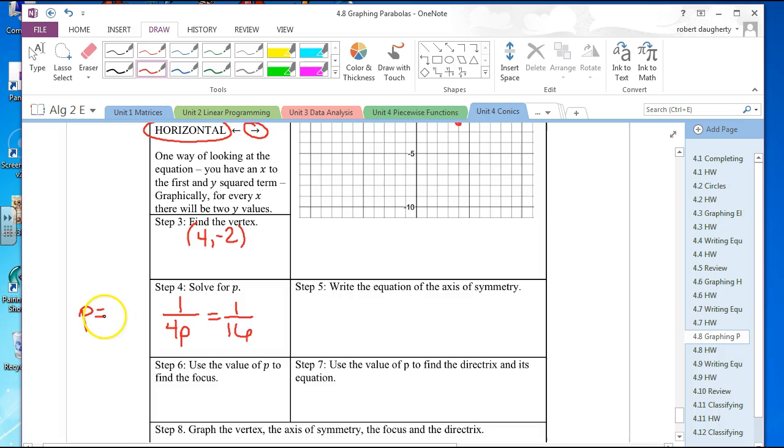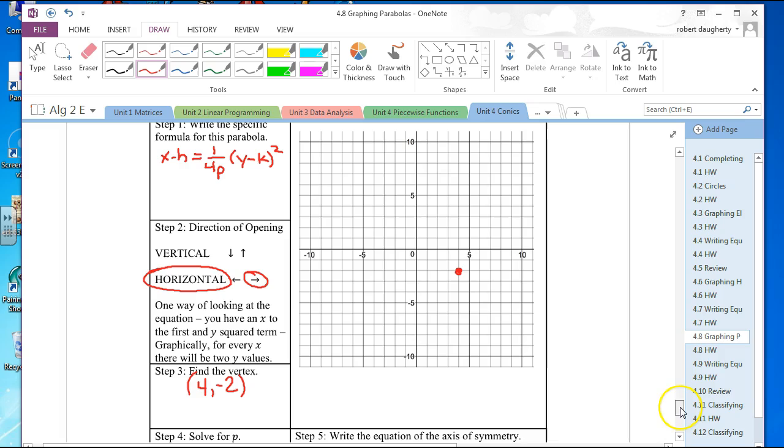So p is equal to 4. Okay. So we've established this is horizontal. So what do I do with that p equal 4? I go 1, 2, 3, 4 to the right. 1, 2, 3, 4 to the left. Okay. Which way is this guy opening? So that means if it opens to the right, like this, that's the focus. This is the directrix. And the axis of symmetry is right here.